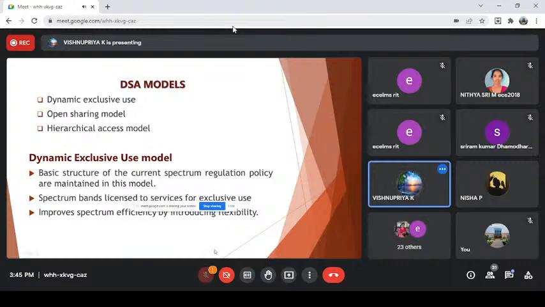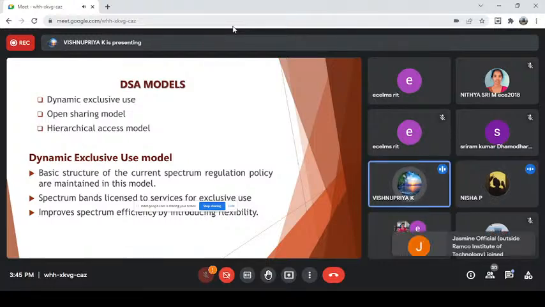DSA models. There are three types of DSA models: dynamic exclusive use, open sharing model, and hierarchical access model. First, we are going to see about the dynamic exclusive use model.